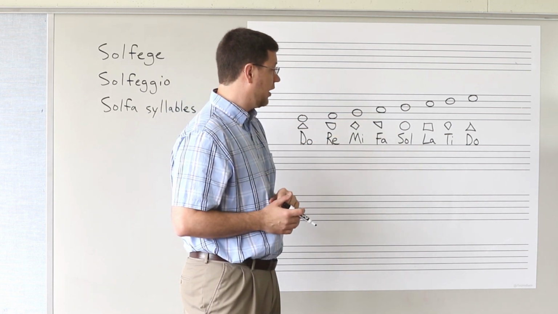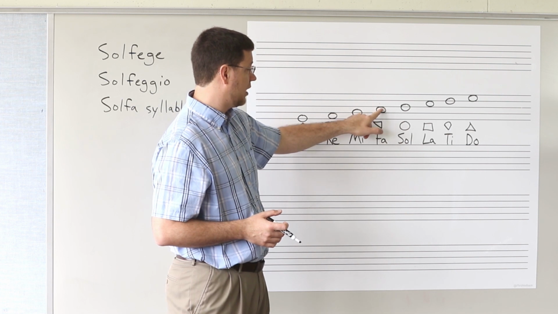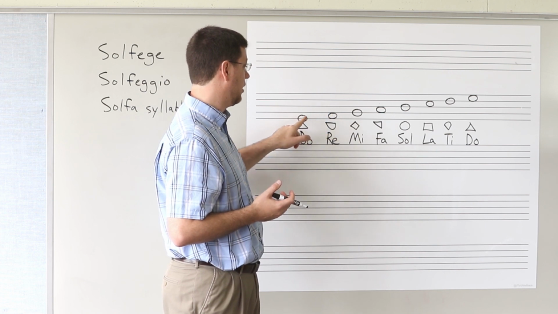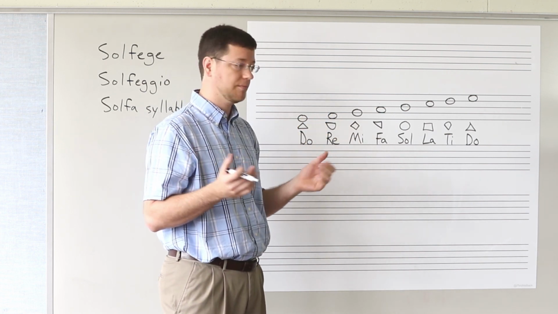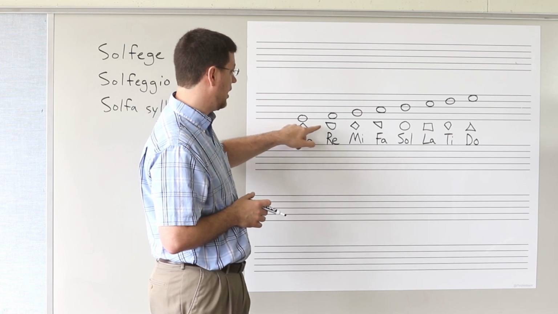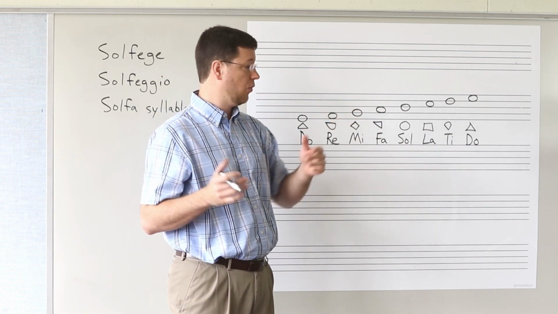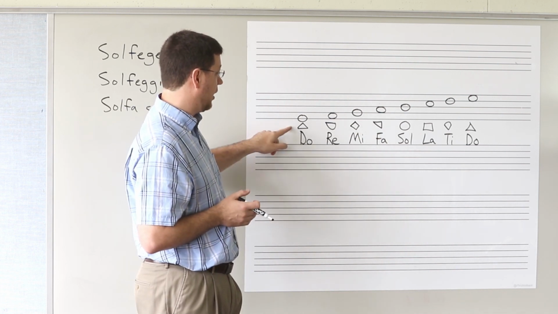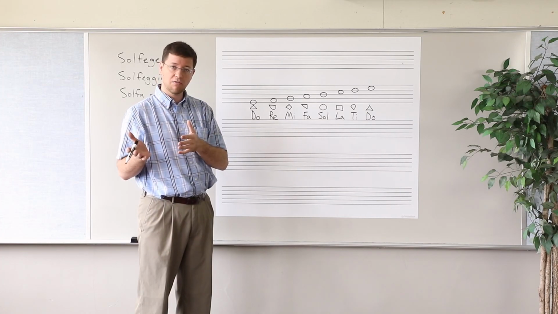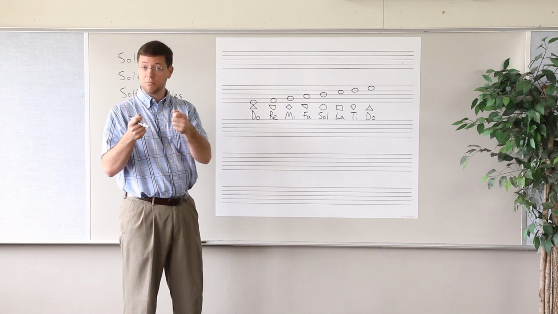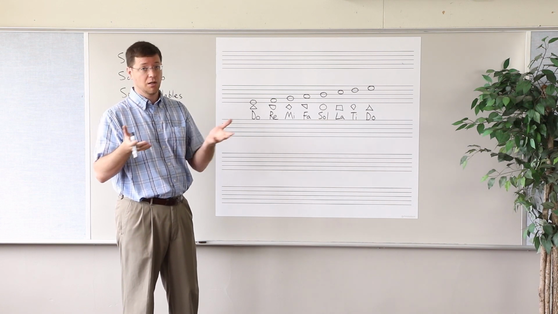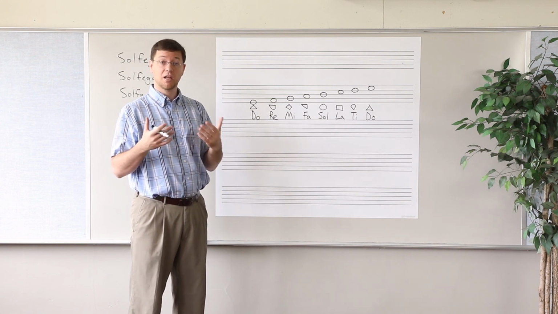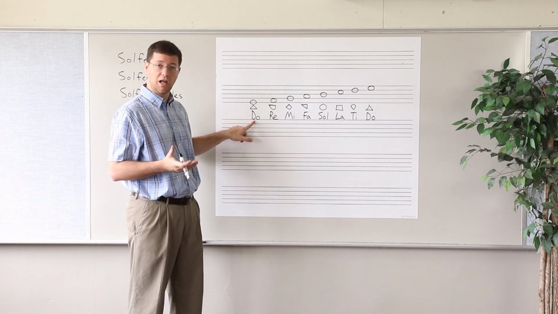So, do could appear on any of these places, and if do was right here, we would say do, this is ti, this is la, this is so, and so on. Now, you see these funny shapes right here? Well, you've probably seen them in your hymnals, and we call them shaped notes. Some hymnals have them, some hymnals don't. Some pieces of music that you might sing with a choir may have them, and some pieces of music don't. They are basically a shortcut that tell us what the solfege name is.